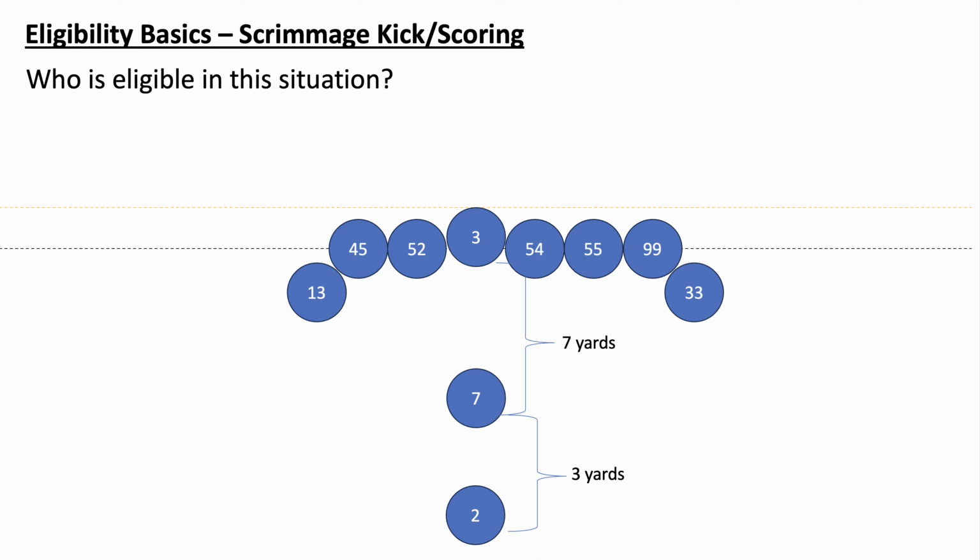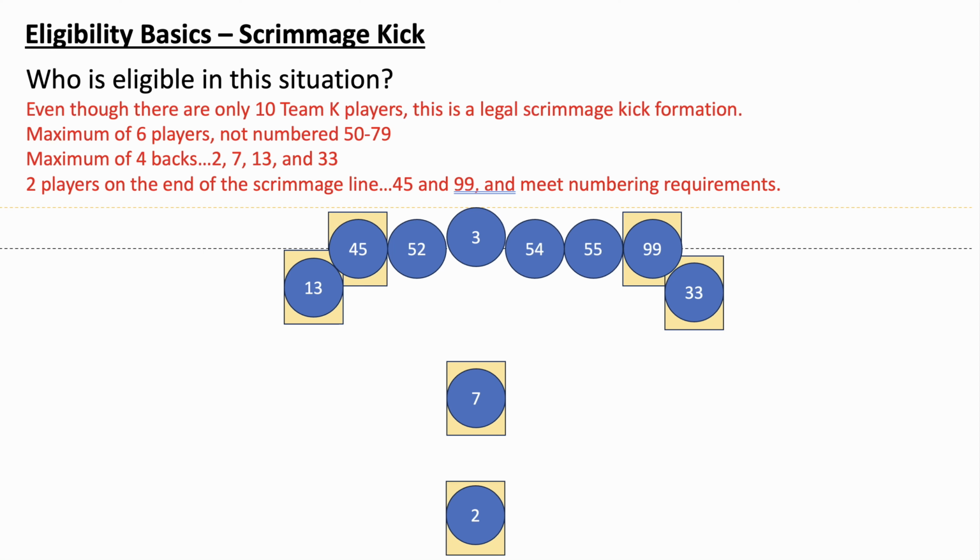So who is eligible in this situation here? Again, we have a legal scrimmage kick formation, and this is a scoring kick. So we have a holder that's 7 yards behind the snapper. We have a kicker that's 3 yards behind the holder. So who is eligible here? Even though there's only 10 players in this offensive formation, we still have 6 of those players that are eligible to catch a legal forward pass.